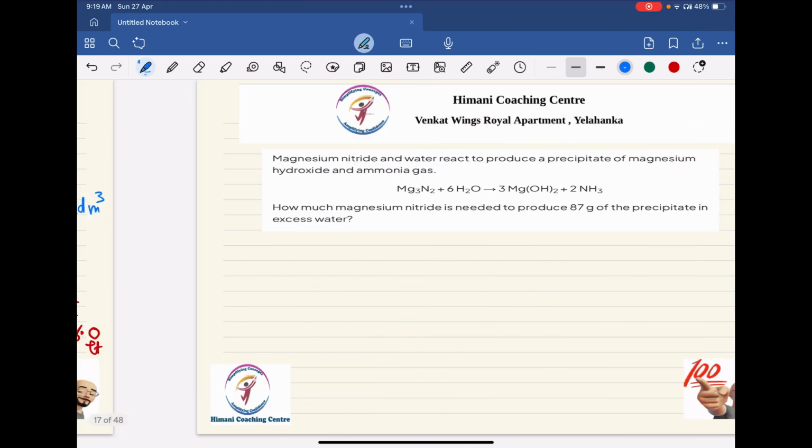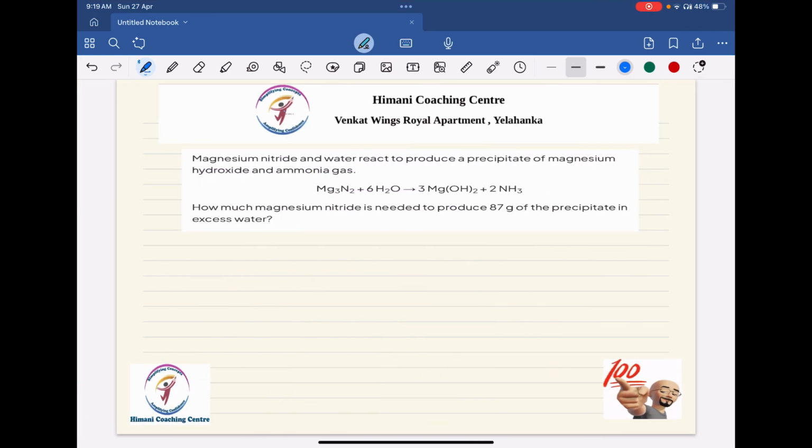Now let us move to the next question. Here we are given magnesium nitride and water react to produce a precipitate of magnesium hydroxide and ammonia gas. How much magnesium nitride is needed to produce 87 grams of the precipitate, that means Mg(OH)2, in excess water? Again, let us start the same way. First, let us find the ratio between moles. They are asking for magnesium nitride and Mg(OH)2, so let us focus on that only. 1 mole of magnesium nitride gives 3 moles of Mg(OH)2, which is a precipitate.